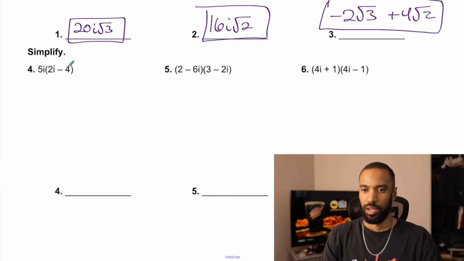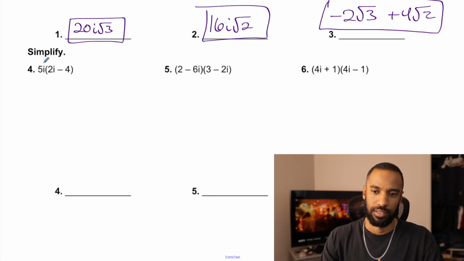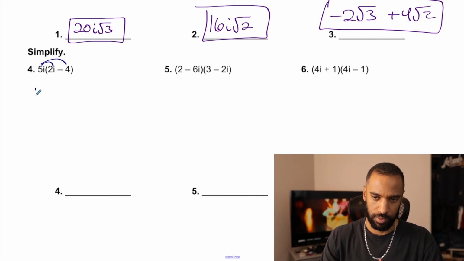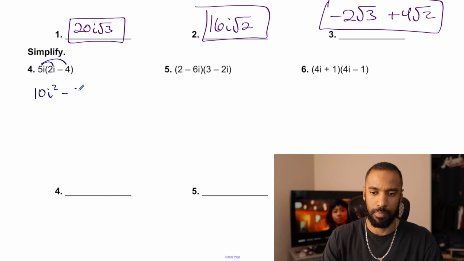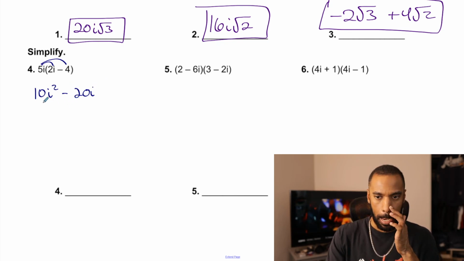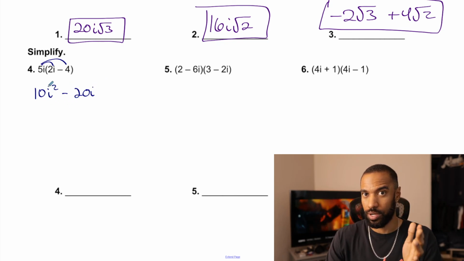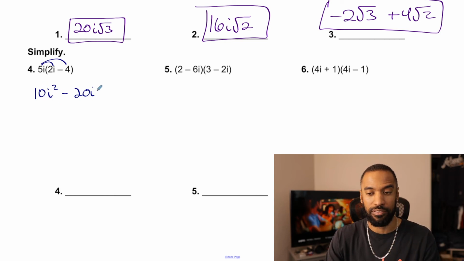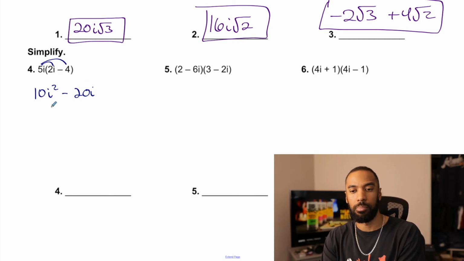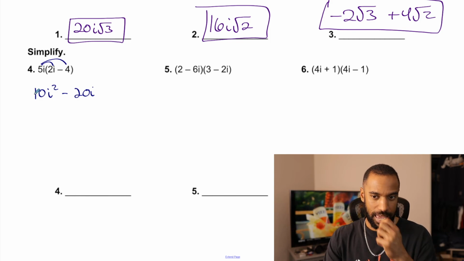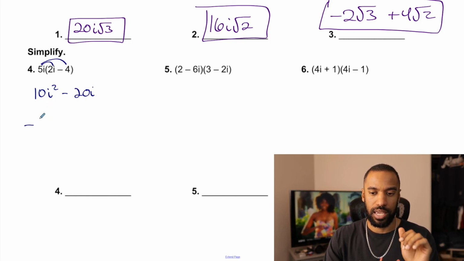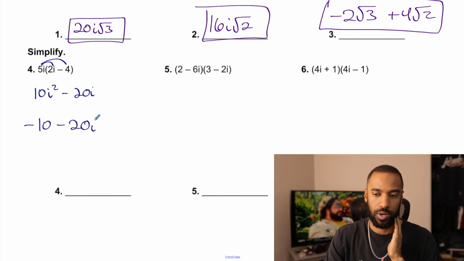Simplify. Excuse me. 5i times the quantity here. We're going to distribute. That gives you 10i squared minus 20i. Now, any i squared that you get turns into a negative 1, right? We can have i's, but we can't have i squareds. So 10 times negative 1 is negative 10. So that becomes negative 10 minus 20i.